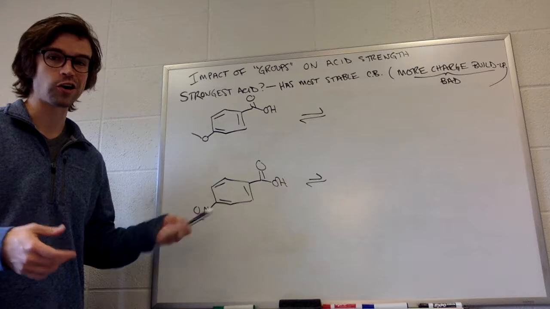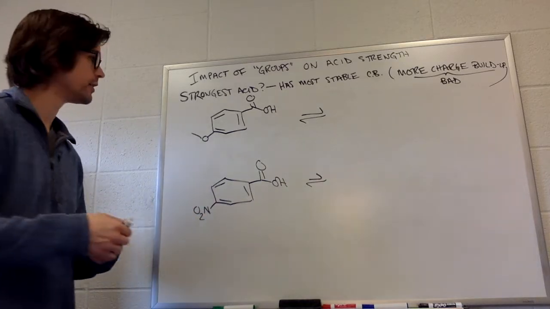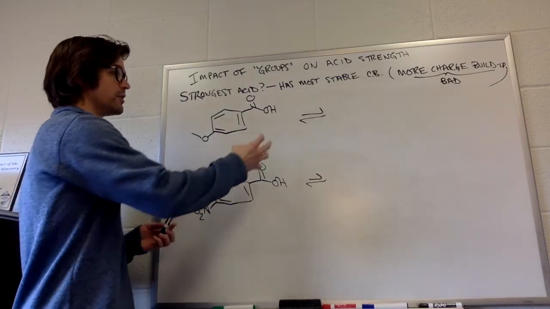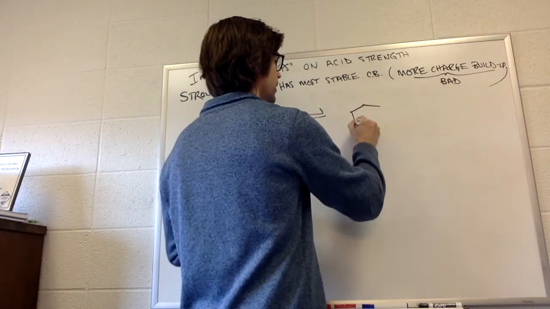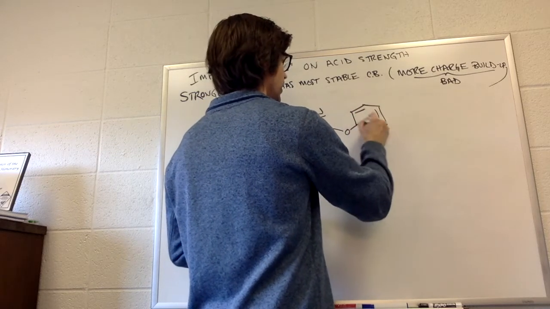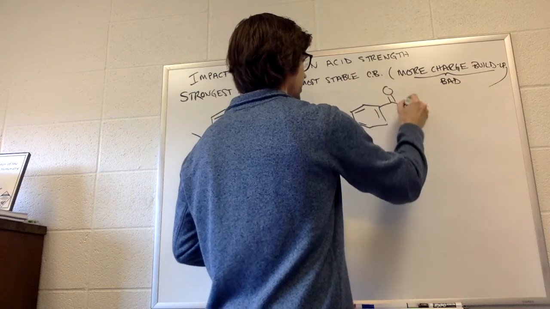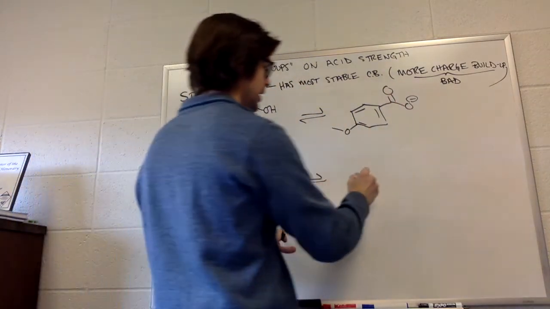Which of these is the stronger acid? Well, which of them has the more stable conjugate base? So if there was some type of base that stole a proton from this, that would make two conjugate bases. One would look like this. And then this one looks the exact same, but it just has the nitro group.